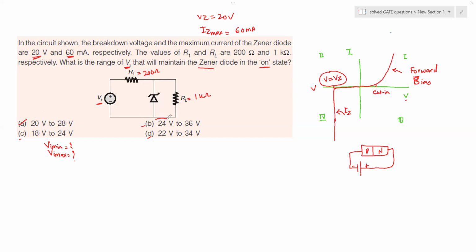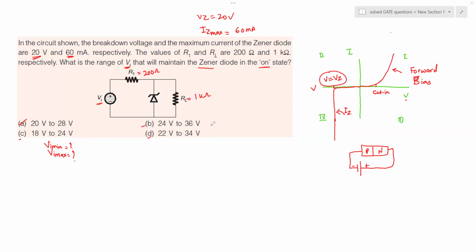The second option says we should have VI minimum to be 24 volts and VI maximum to be 36 volts to maintain the Zener diode in the on state. And when we say it is to be maintained in the on state, it means the circuit is working as a regulator. Before we explain how it works as a regulator, let's have the third option, which is 18 volt to 24 volt. And the final option is 22 to 30 volts. Only one option is correct.